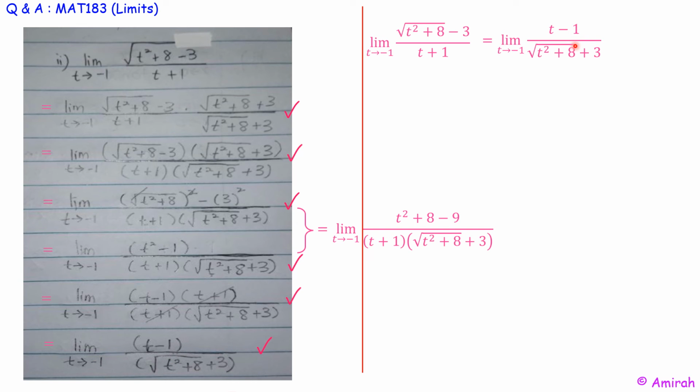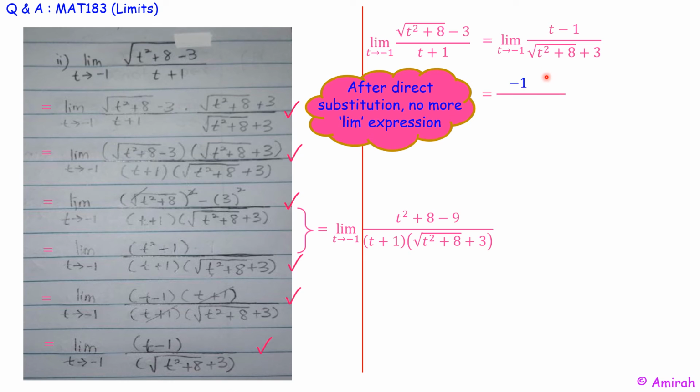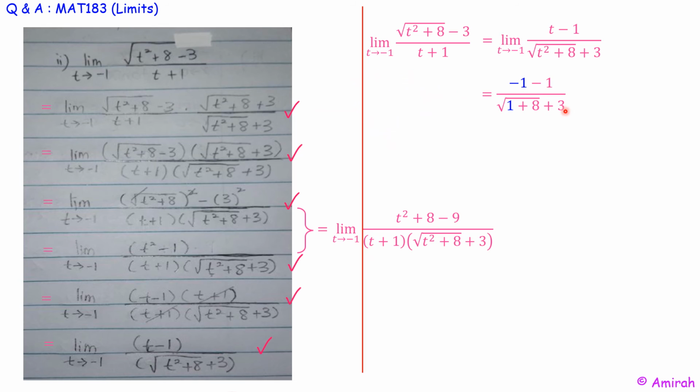Okay, so sampai sini kita guna saja direct substitution, and after direct substitution, no more limit expression. Kita ganti saja -1 into variable t here. So we have -1 minus 1, and then -1 squared equals +1. Okay, and then plus 8 inside the square root, and then plus 3. Okay, then we simplify, so we get -2. 1 plus 8 equals 9, square root of 9 is 3, 3 plus 3. Okay, so equals -2/6, and then boleh simplify lagi, saya tulis sebelah ni, dapatlah -1/3. Right?